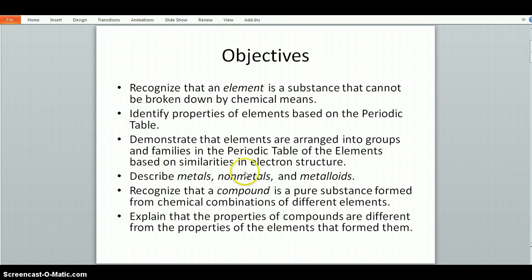So these are the main objectives that will be covered on the test, and we're going to go through them one by one so that you have a clear understanding of what's going to be covered on the test.